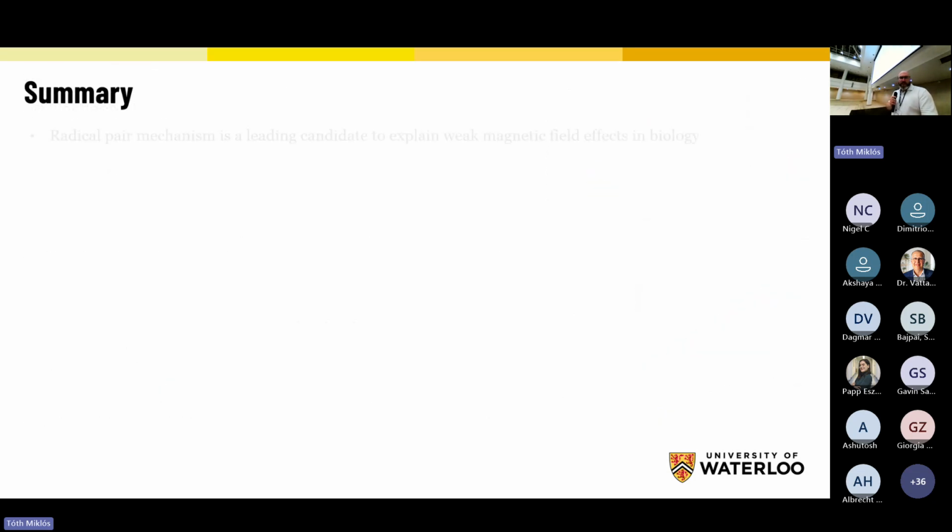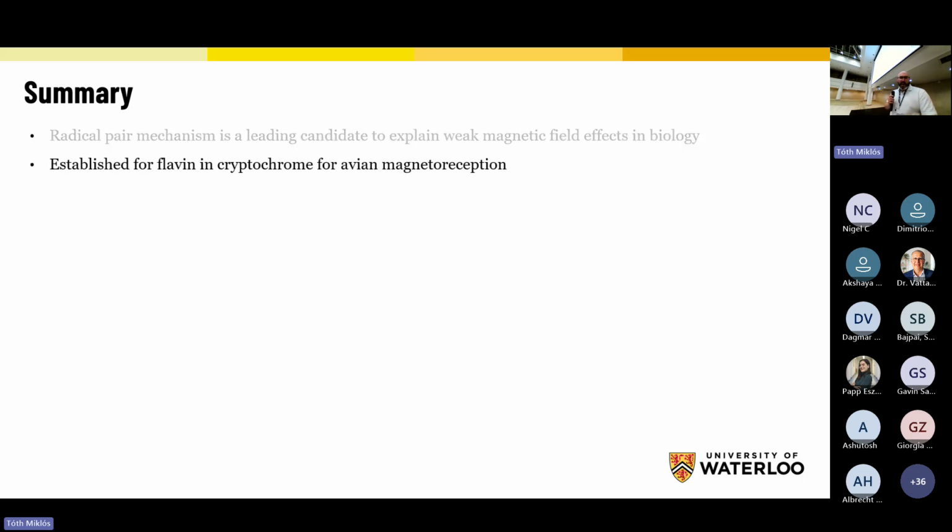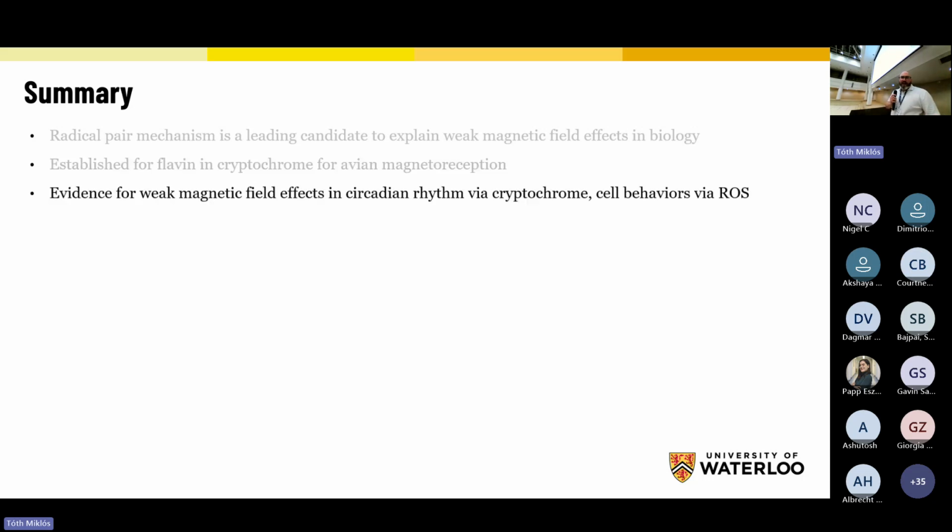Okay, so in summary, the radical pair mechanism is a leading candidate to explain weak magnetic field effects in biology. This is both from weak magnetic fields as well as nuclear spin effects. It's quite well established for flavin in cryptochrome and for avian magnetoreception, although there are plenty of open questions in that area that people are still investigating. There is some evidence for weak magnetic field effects in things like circadian rhythm via cryptochrome, as well as cell behaviors via cryptochrome, and also other cell behaviors based on the presence of reactive oxygen species.